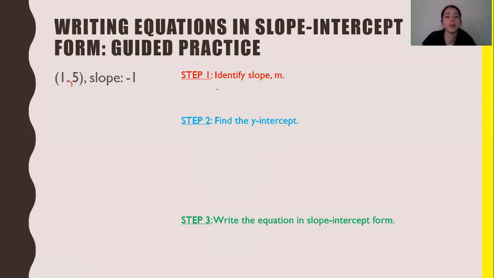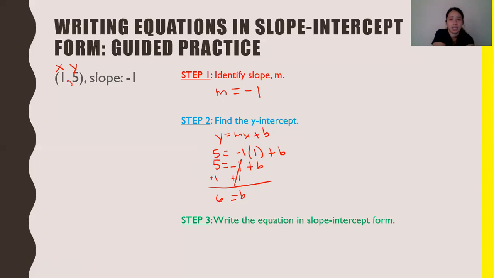Identify slope m. I know that my slope, so m, is equal to -1. Again, I take the equation, I plug this in for x, this in for y. So my y is 5 right now, my m is -1, my x is 1, and I put plus b. That's 5 is equal to -1 times 1 is -1 plus b. I try to get b by itself, so if it's -1, I add 1 to each side. That cancels out. That leaves me with b is equal to 6.